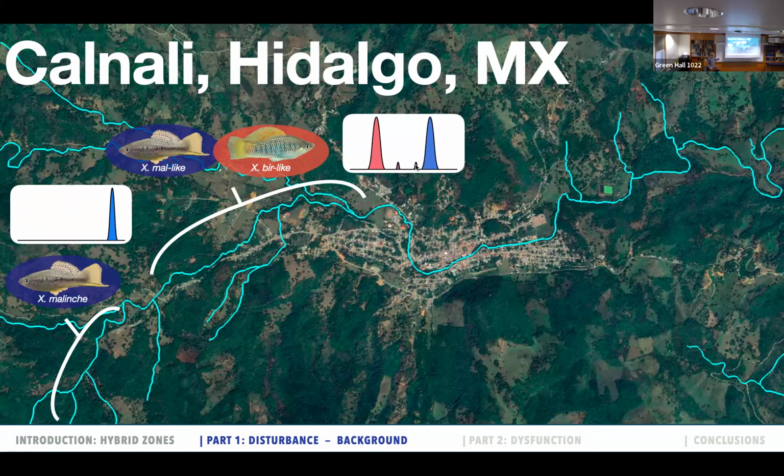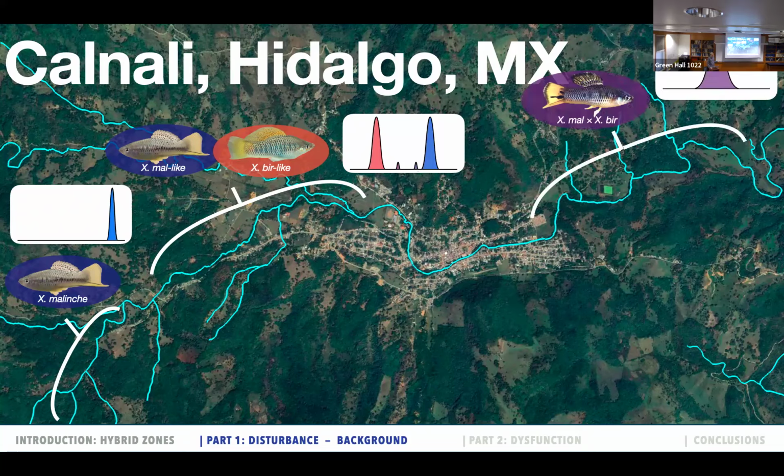But when we sampled downstream of the town more recently, we realized that downstream of the town of Calnali, there was a hybrid swarm present. And it's a mix of phenotypes matched from both species, and also more variable ancestry. And so this implies that something's happening in the town, because this is a very short distance. This is like a kilometer.